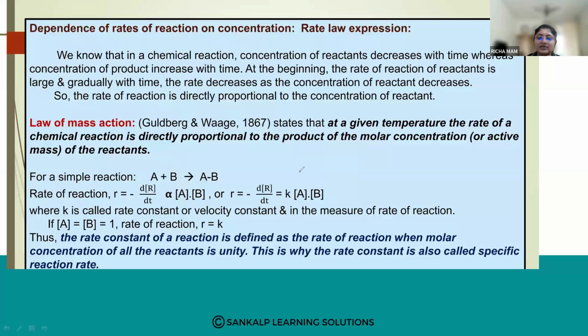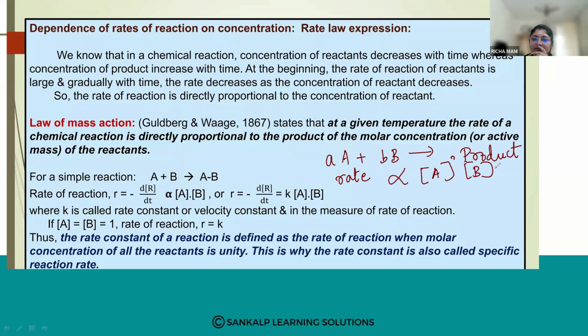So how is the reaction considered? Suppose let us consider aA plus bB giving you product. Let this be the general equation. If we consider this general equation, then how do we write the rate expression for this? The rate expression is given as: rate is directly proportional to concentration of A and concentration of B, raised to x and raised to y.